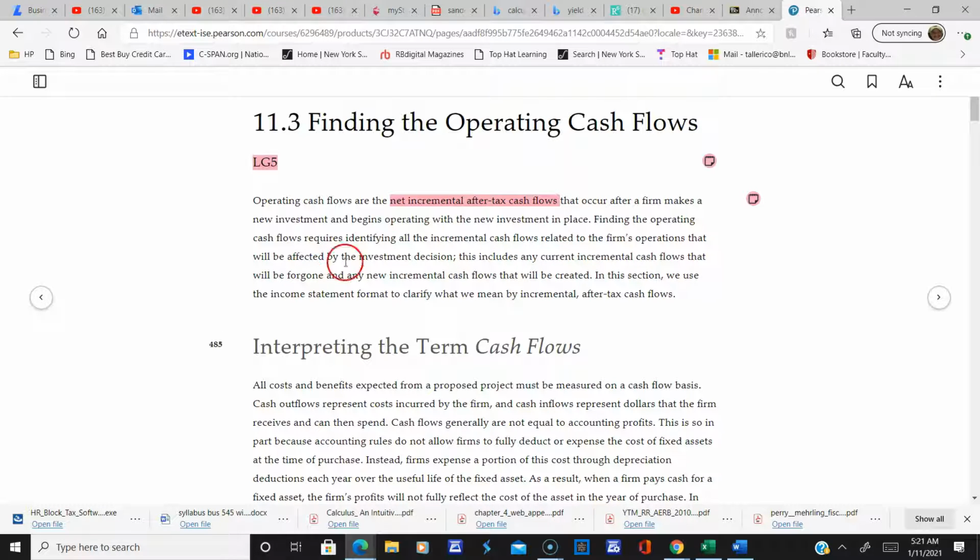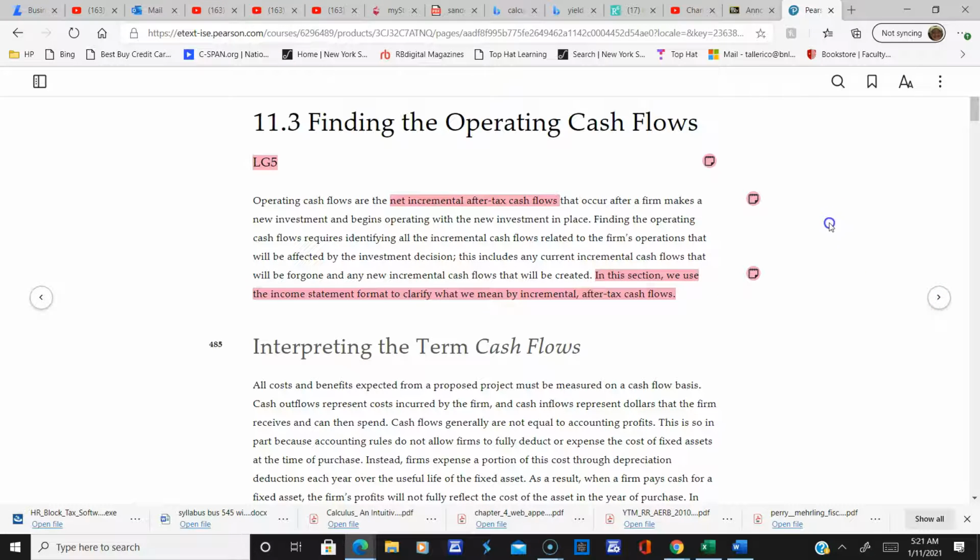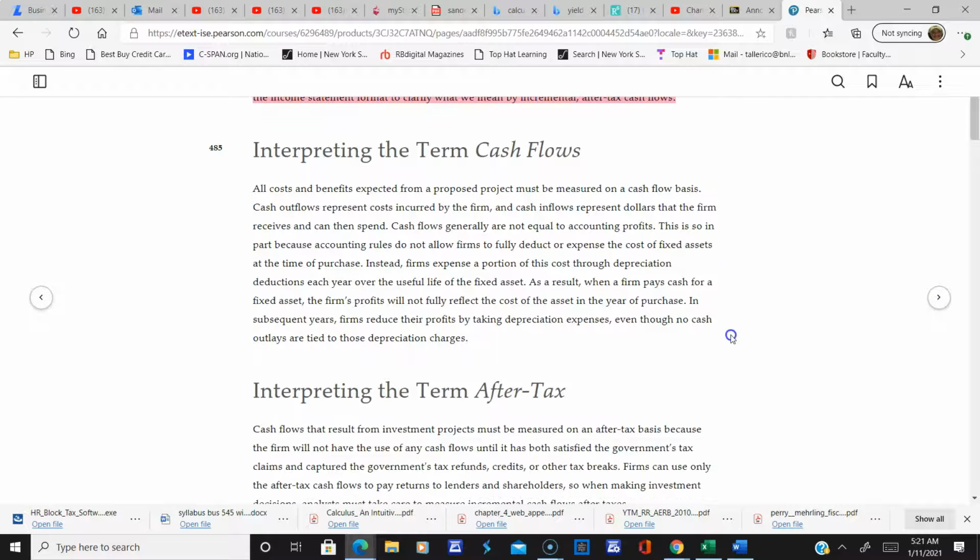So we're going to have to determine how to build something like a spreadsheet. It's almost like an Excel spreadsheet, and we'll get these cash flows. We're going to use the income statement format to clarify what we mean by incremental after-tax cash flows. But it'll look like a spreadsheet. You'll see. All right.